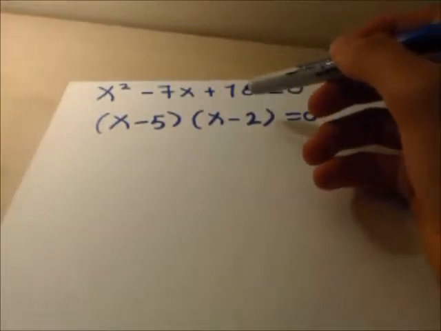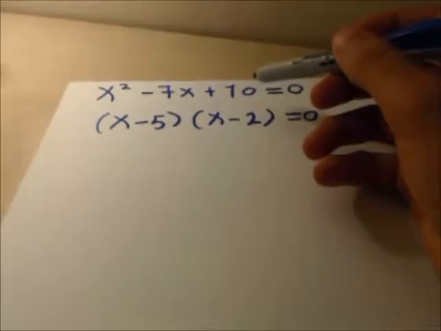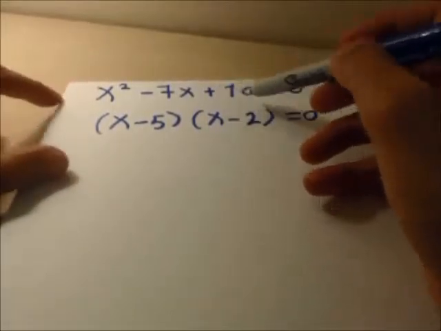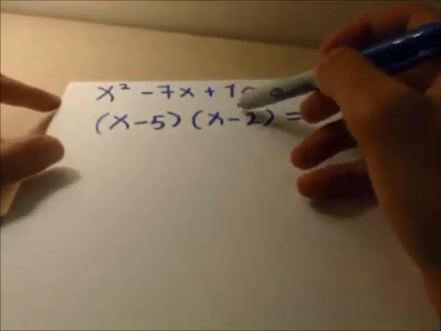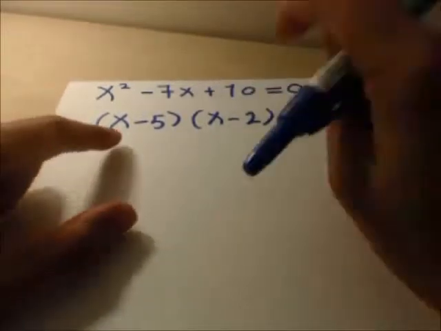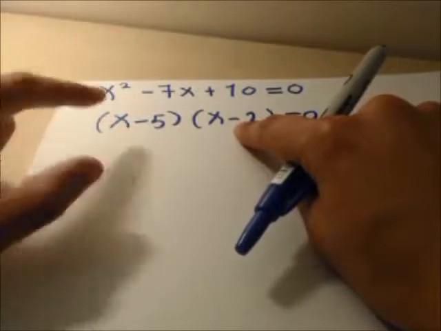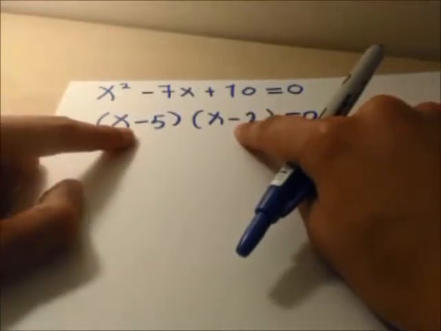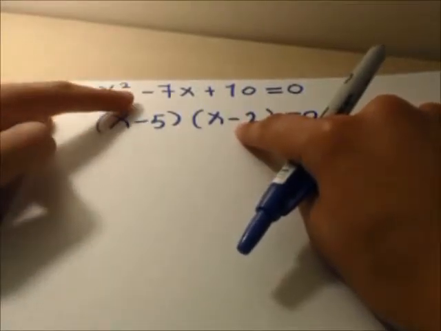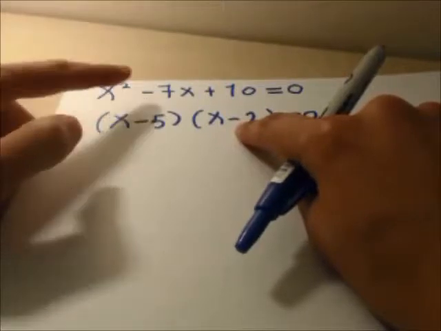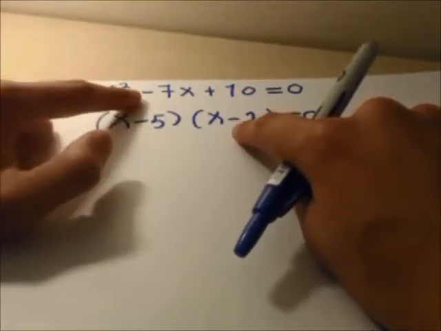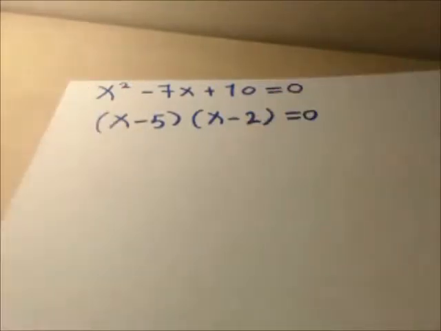I actually use this kind of rule over the years: if the constant, the last term, is positive, then these two numbers have the same sign, either both negative or both positive. But how to know which? You look at the middle term. Is it negative, then both are negative, and if it is positive, then both are positive.